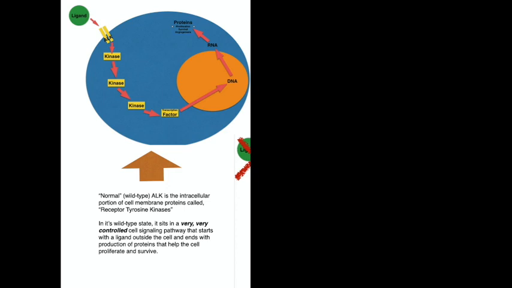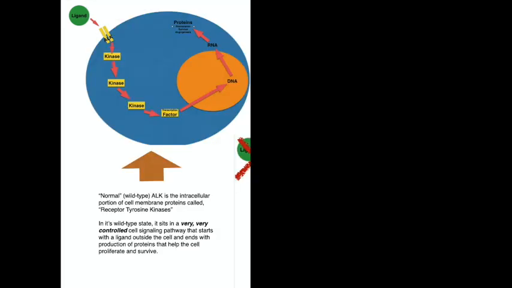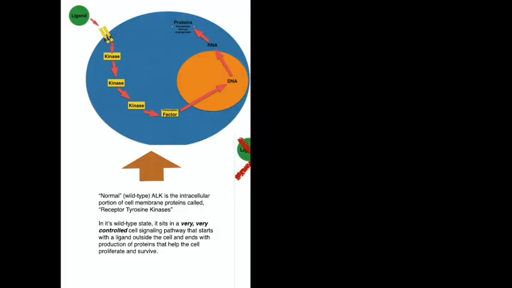And it sits there to act as a conduit or a bridge protein between ligands outside the cell and cytoplasmic kinase proteins inside the cell, which then send a cell signal to the nucleus to grow and divide, tightly controlled at all times.